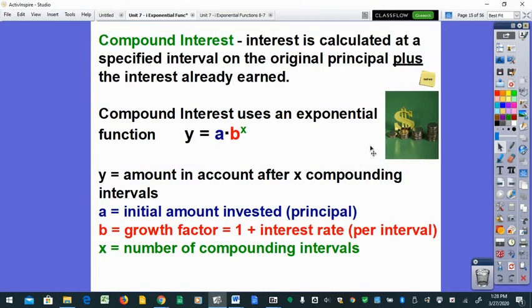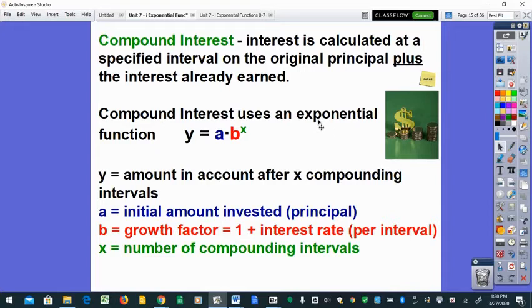So today we're going to learn how banks actually calculate interest on money. When you put your money in the bank, you do that not only to keep it safe, but you're hoping to get more money back on your investment. That's called interest. So banks don't use simple interest, they use compound interest, and this will be an exponential function.